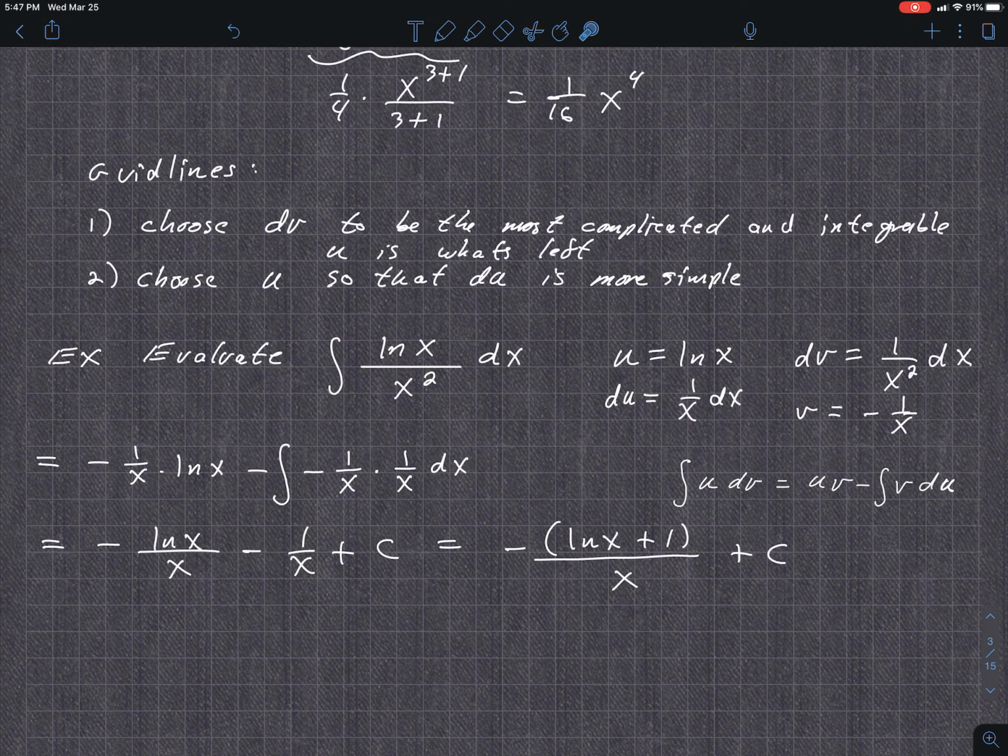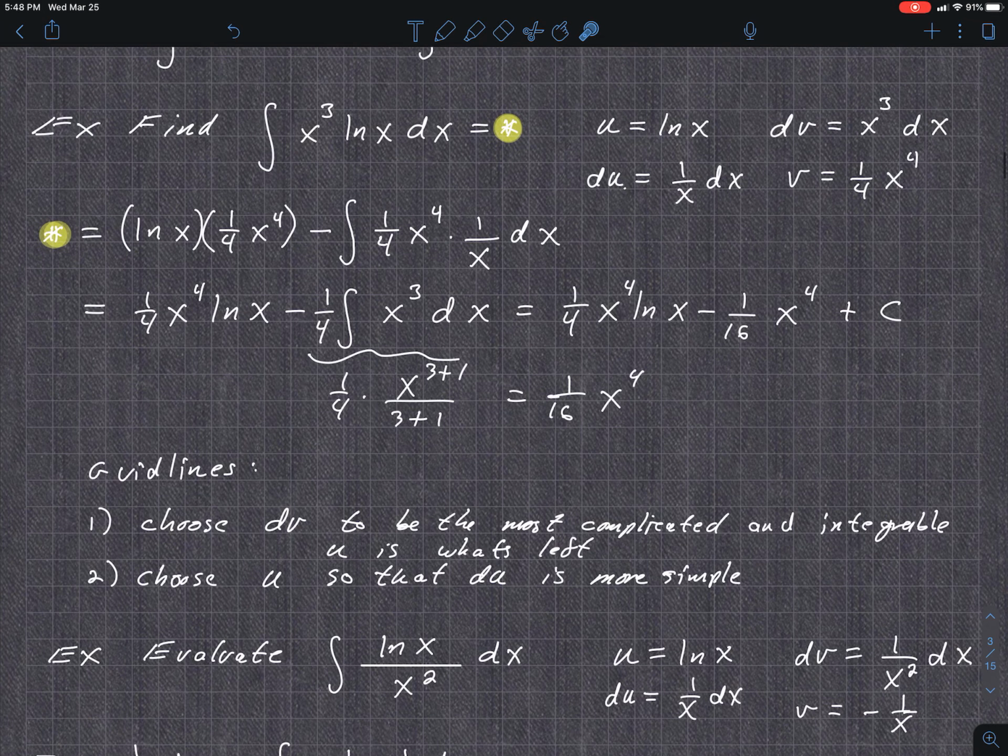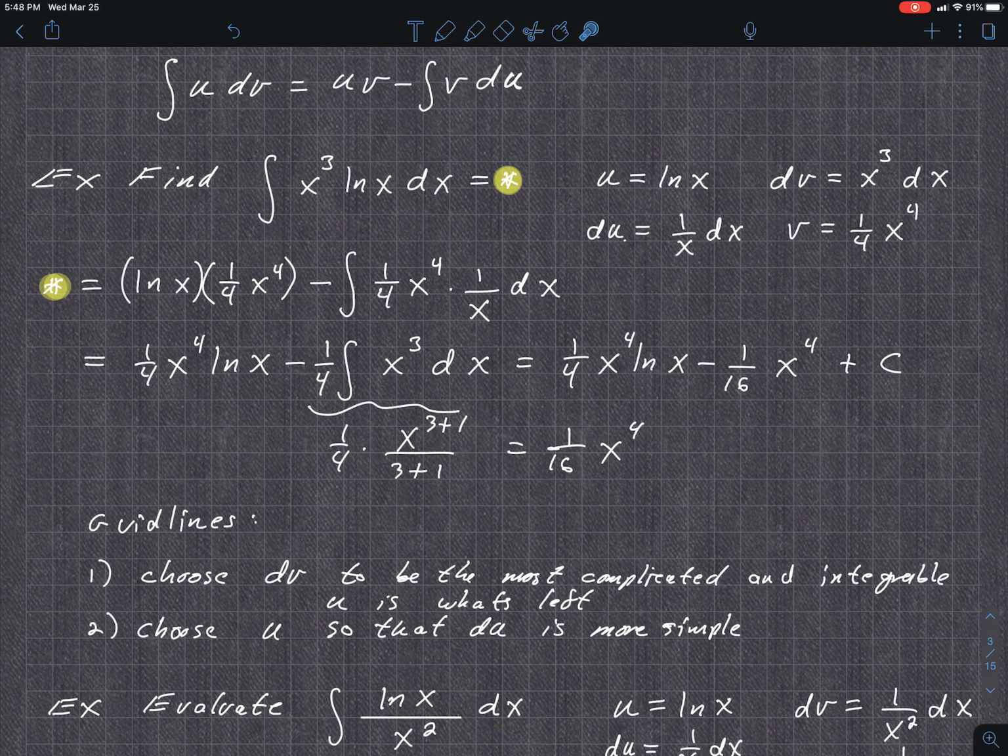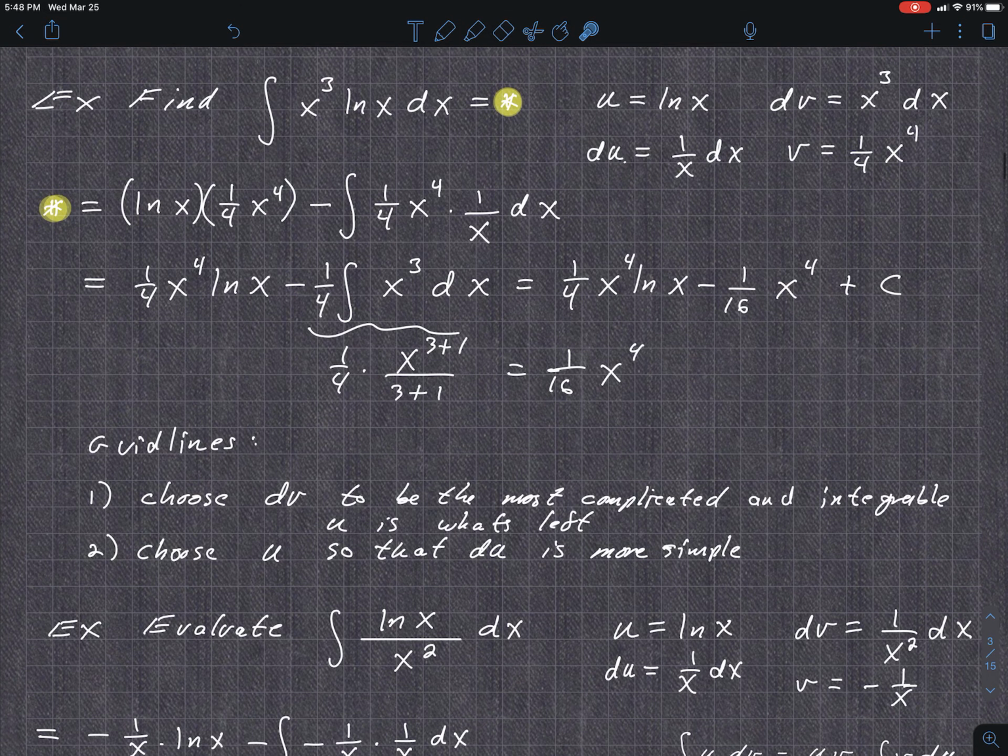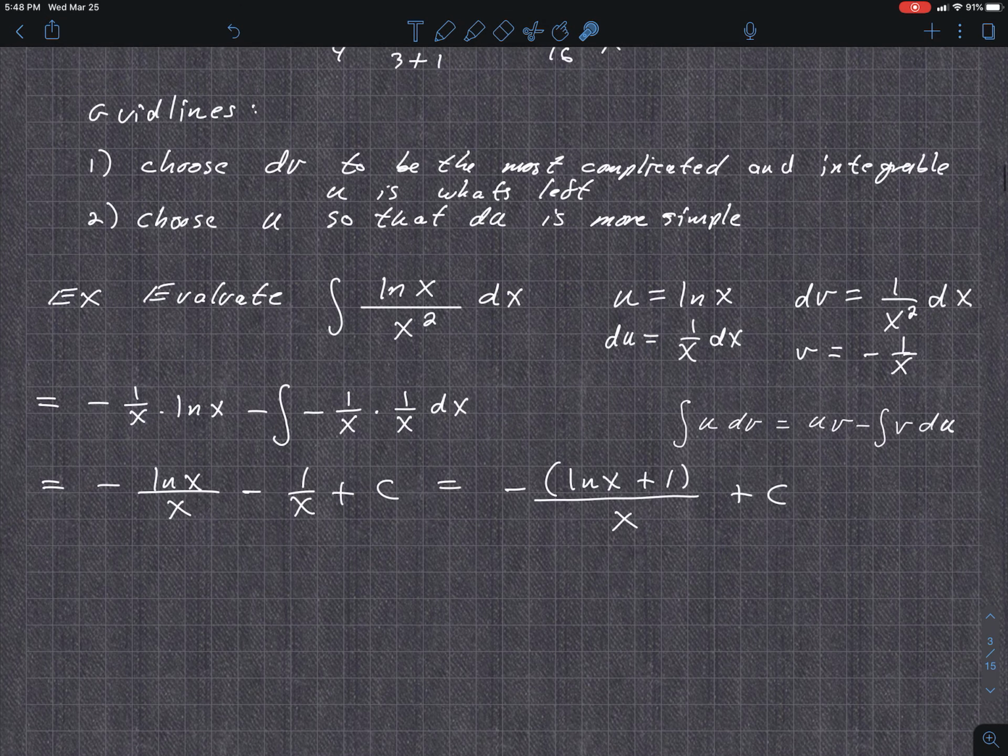If it works, continue, if it simplifies it all the way. You can always try to switch them. You can switch what you choose here and here and see if it works. The more you do them, the more you'll see a pattern of which ones work, which ones don't.